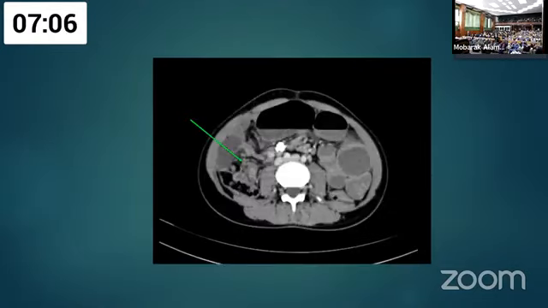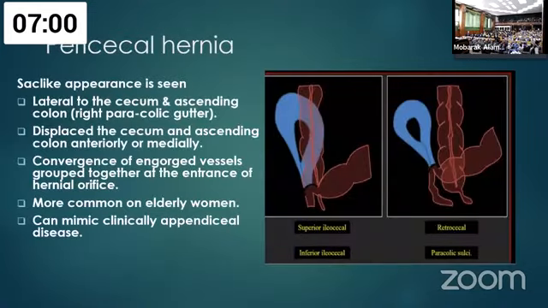associated with engorgement of adjacent mesenteric blood vessels. Diagnosis here: pericecal hernia. Pericecal hernia is common in elderly women and can mimic appendiceal disease.